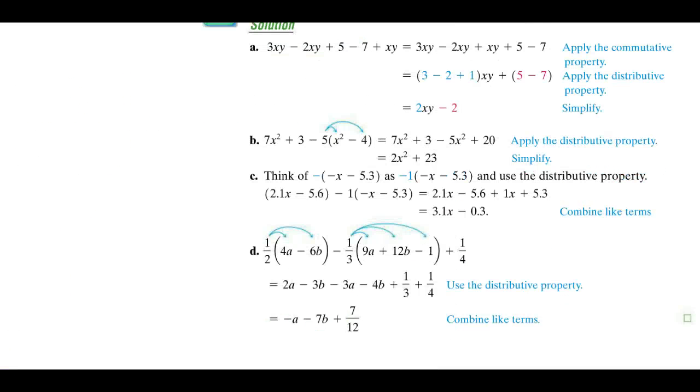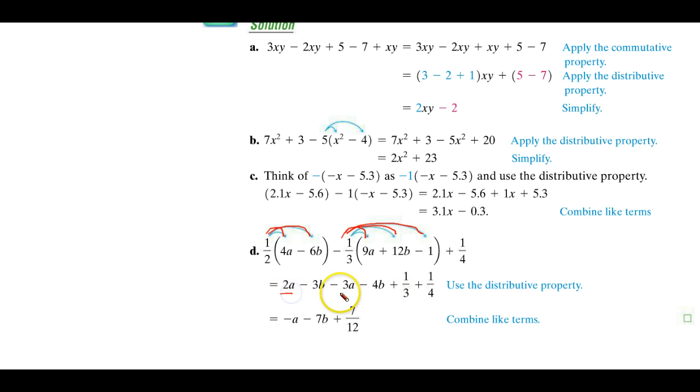Now we can use what they have written up because they have it done nicely here. So we're going to distribute. So 1/2 of 4a is 2a. 1/2 of a negative 6b is a negative 3b. And as we distribute here, a negative 1/3 of 9a is a negative 3a. A negative 1/3 of a positive 12b is a negative 4b. And then a negative 1/3 of a negative 1 is a positive 1/3.